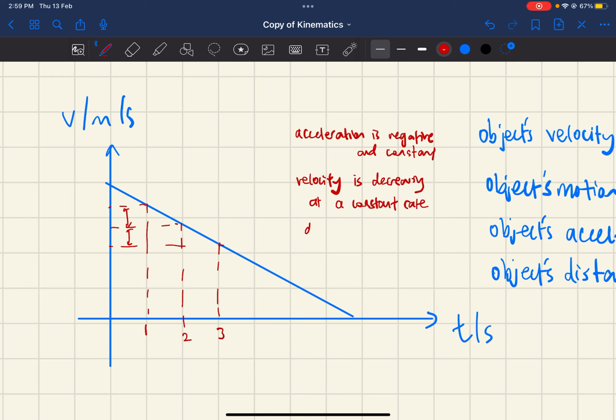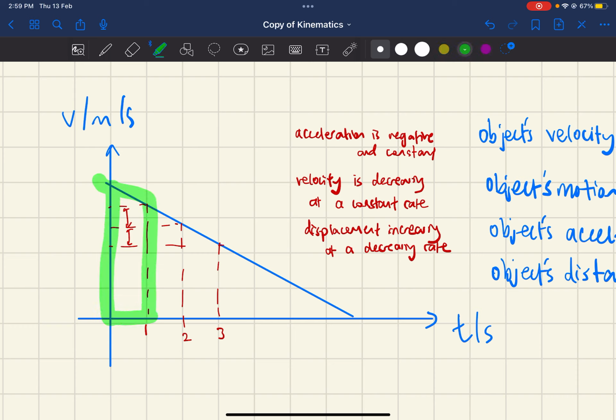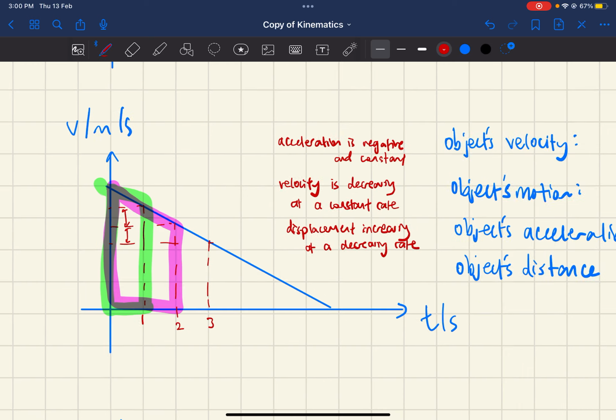Last one will be your displacement, which is your area under the graph. If it is downsloping, your displacement will be increasing at a decreasing rate. Because after every second, let's say t equals 1, your area is this, and then t equals 2, your area is this. So the increase is getting smaller and smaller after every second.